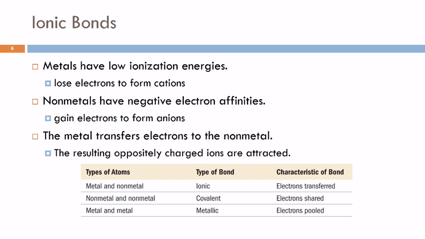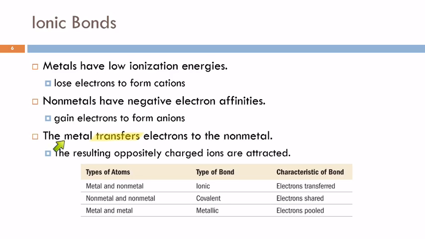So ionic bonds involve transfer of electrons. We just looked at periodic trends, and we know that metals tend to have low ionization energies. They will relatively easily lose electrons to become cations. Nonmetals have negative electron affinities, meaning they're very likely to accept an electron and become an anion. Anions are negatively charged. Cations are positively charged. There's a force of attraction between them.